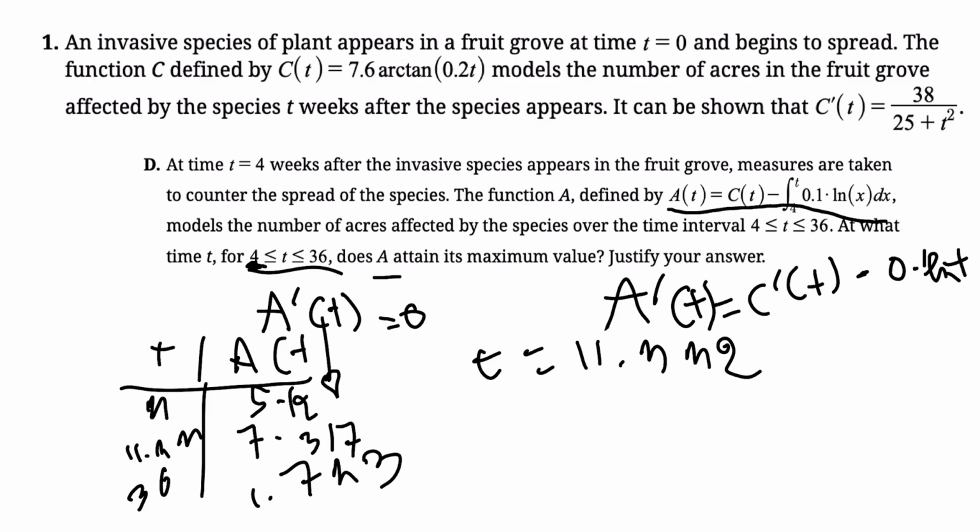So here, the candidates for extrema are the critical point 11.44 and the endpoints 4 and 36. And we can clearly see that 11.44 has the biggest value. Therefore, at time t equals 11.442, that is when a attains its maximum value. So this is how you would solve this problem.